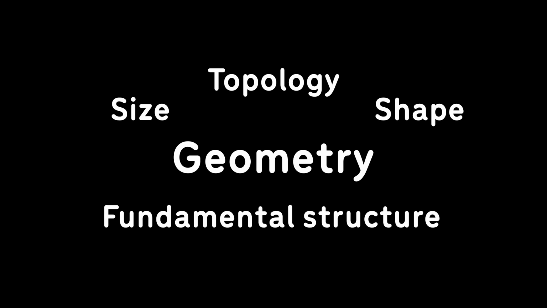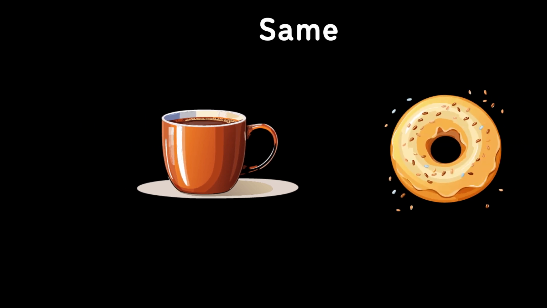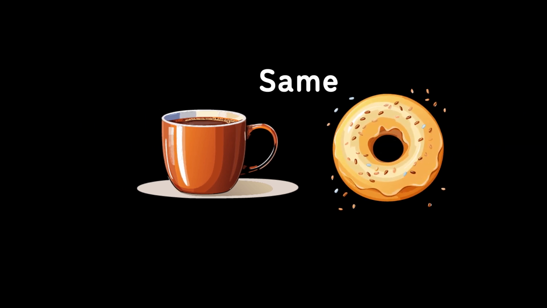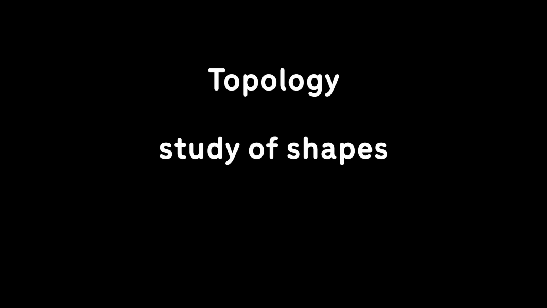The final stretch and far corners of geometry discuss topology. This is the branch of mathematics that doesn't care about size or shape, only about fundamental structure. To a topologist, a coffee mug and a donut are pretty much the same. They both have one hole. Sounds weird, but you need to think of topology as the study of shapes and how they can change without breaking.